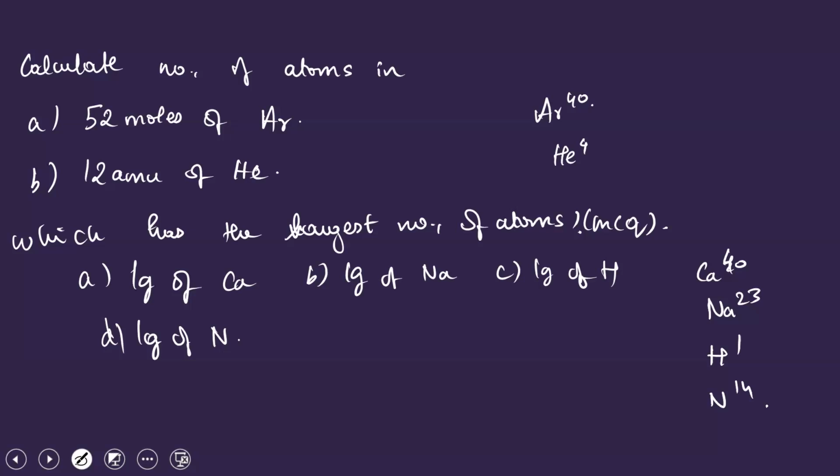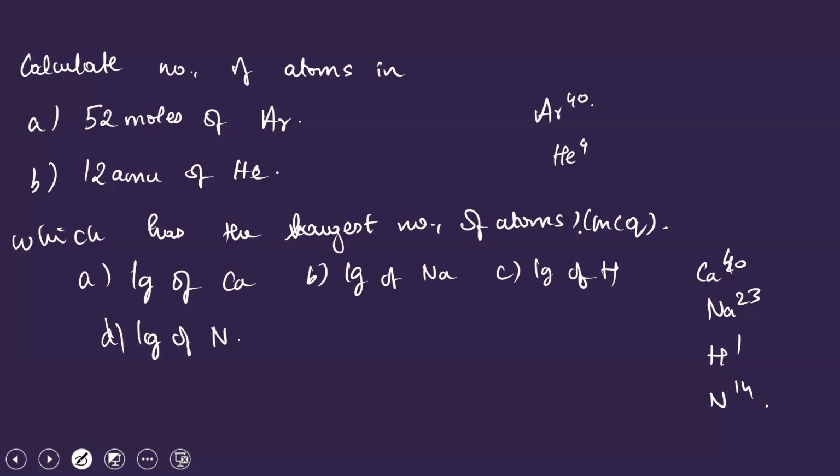Good. One mole is 40 grams of argon. So 52 moles will be X. So what will you do? 1 by 52 is equal to 40 by X. X is equal to 40 into 52. Correct? Number of moles is equal to what? Given mass by molar mass. Right?